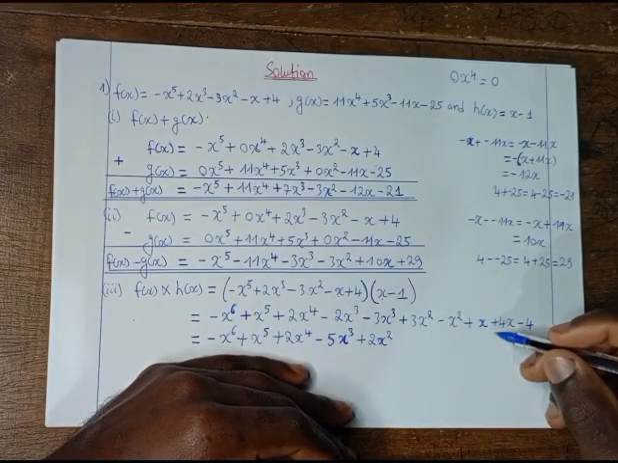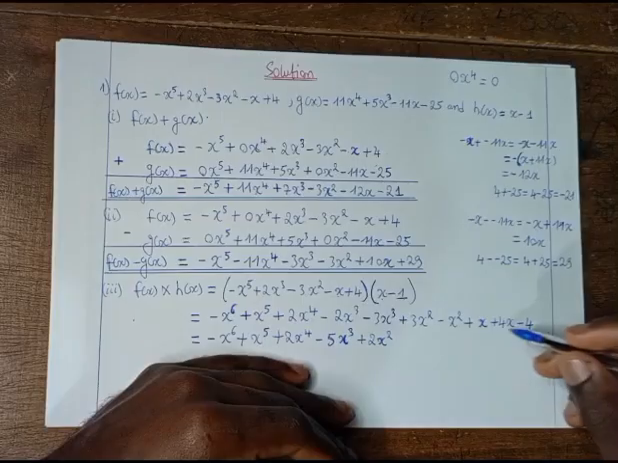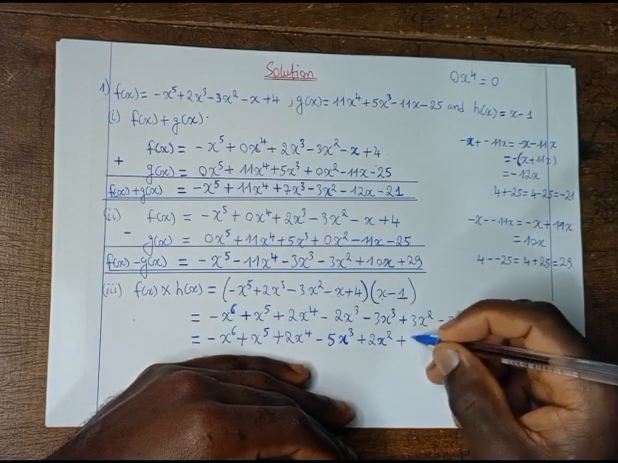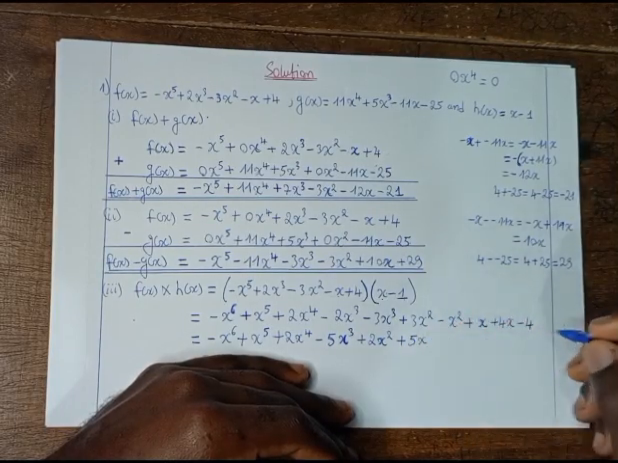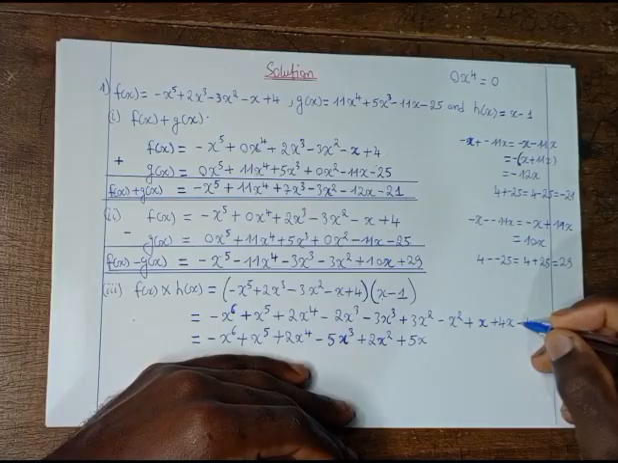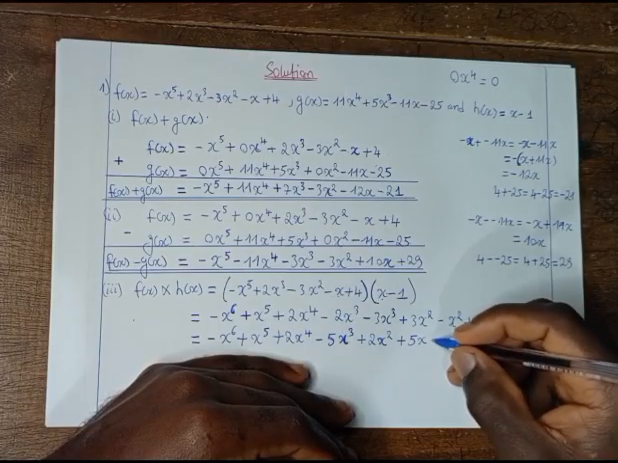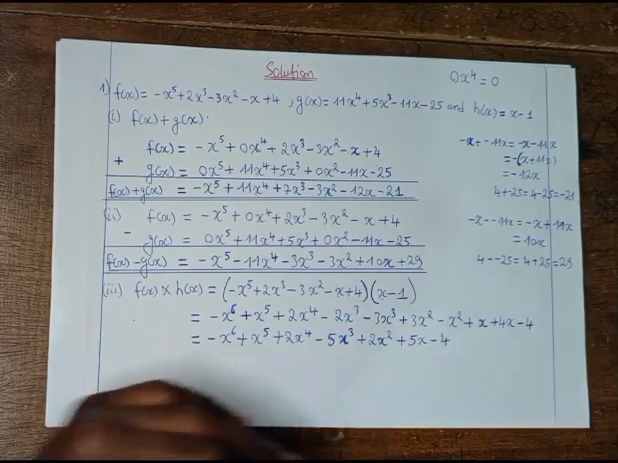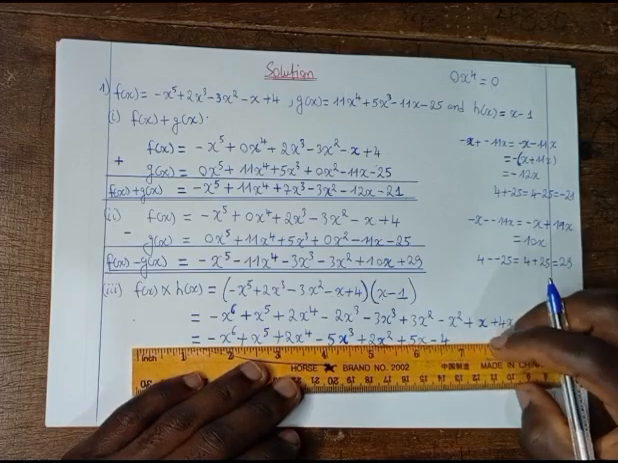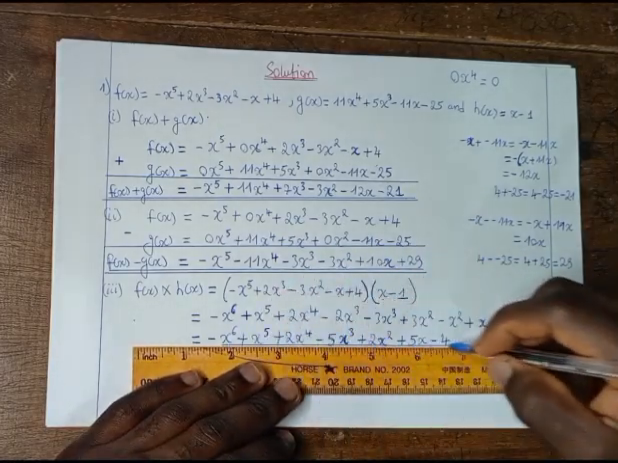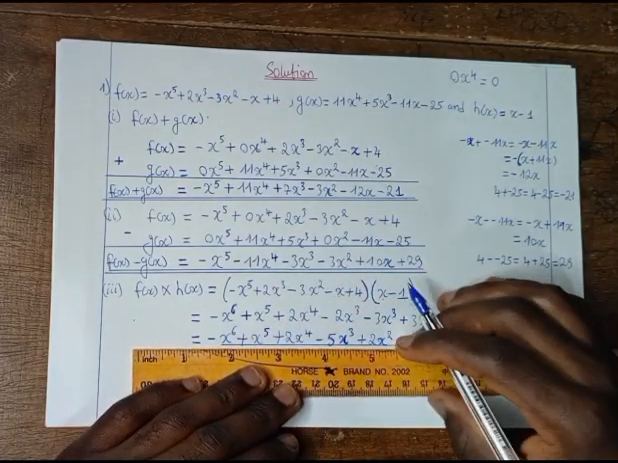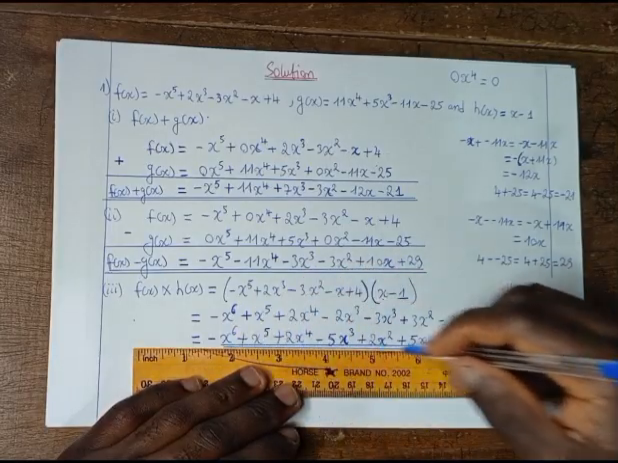Next, we go now to the terms in x. Positive x plus 4x will give us plus 5x. And negative 4 is the only constant term, minus 4. And we are done with the multiplication of the two polynomials. Underline the result.